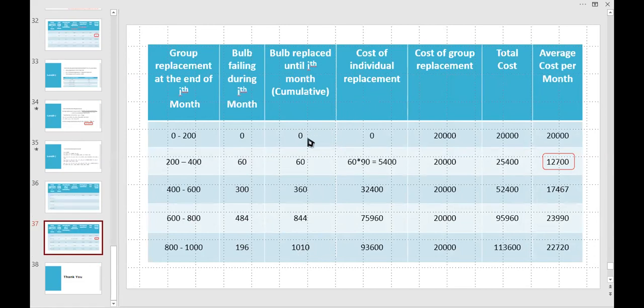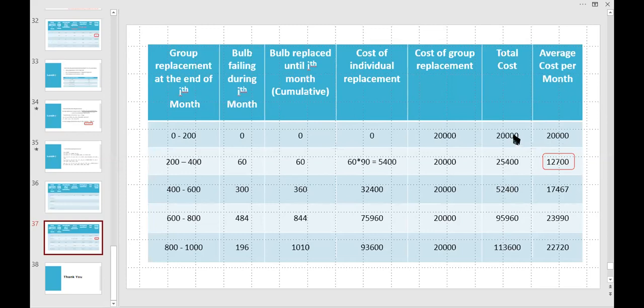So the cost of individual replacement would be this column into the cost, which is 90 rupees of individual cost. 60 into 90, 5400; 360 into 90, 32,400. Likewise calculate this column. And the cost of group replacement, which is 1000 quantity at 20 rupees, is 20,000, which is common for all because we are buying it at the beginning of the first 200 hours. Second is the total cost. For total cost, it is a summation of both these values. Similarly we can get this total cost, and then the average cost per month.